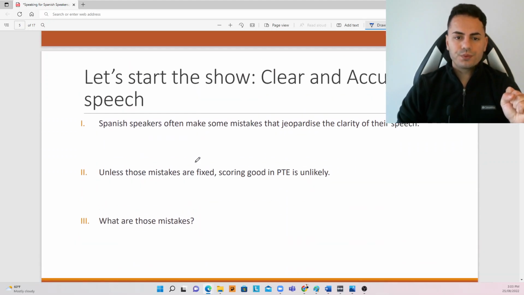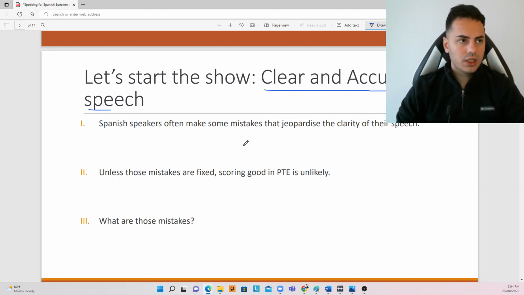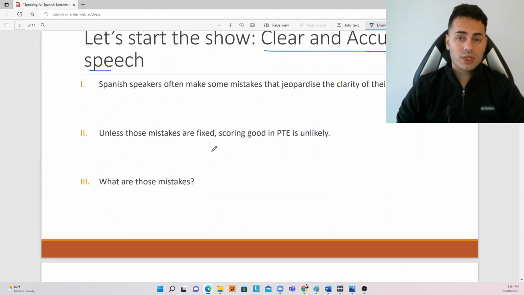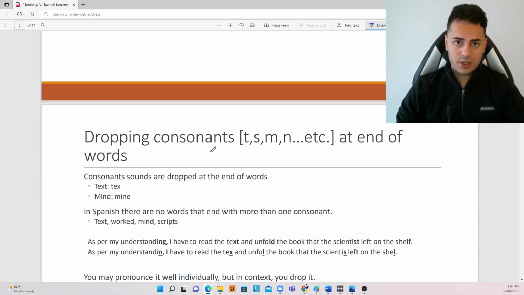Well, let's have a look at the clarity and the accuracy of the speech. There are some mistakes that I will talk about, and if those mistakes are fixed, trust me, the PTE score in speaking will be on fire, and if you get a higher speaking score, your listening and reading scores will be boosted. So what are those mistakes that you are making when it comes to the speaking section? And this is very, very customized to Spanish speakers, although other nationalities or backgrounds could have some similar mistakes.